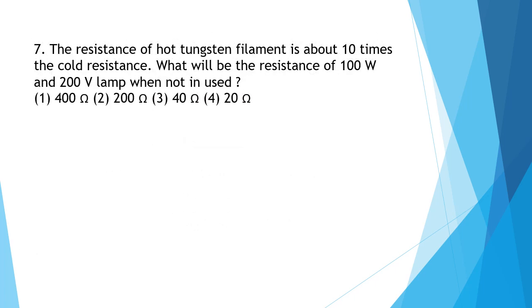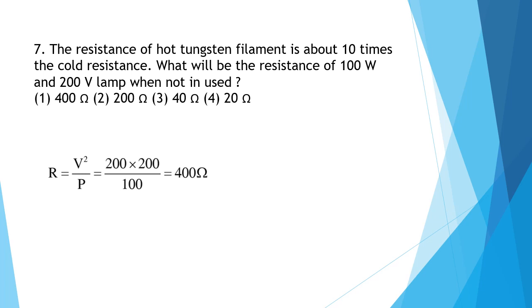Question 7. The resistance of a hot tungsten filament is about 10 times the cold resistance. What will be the resistance of a 100 watt, 200 volt lamp when not in use? We know that power is equal to V square by R, so we can calculate R from this formula. R is equal to V square by power. V is given as 200 volts and power is 100 watts. So you get resistance equal to 400 ohms.